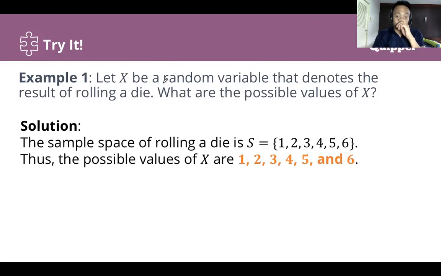Okay. Solution. The sample space of rolling a die is, so we have the sample space S equals {1, 2, 3, 4, 5, 6}. Tama. Yun yung mga possible outcomes. So we need to list down all of those. Thus, the possible values of X are 1, 2, 3, 4, 5, and 6.